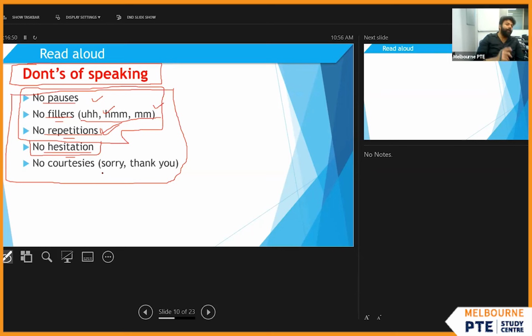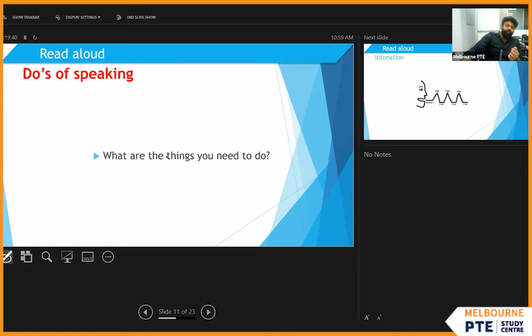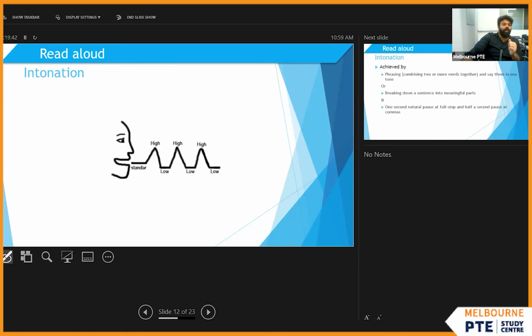And the last point, as I already said, is that it's all regulated by a computer, so there is no need for any sort of courtesy words of speaking. As I was just explaining, that is majorly more about intonation. Intonation, if you have a look at this slide, is having certain highs and lows in the tone or the loudness of your voice. Now, how do you do that?